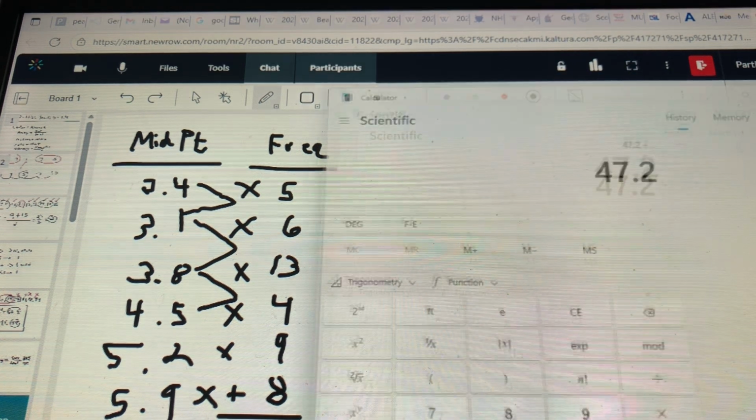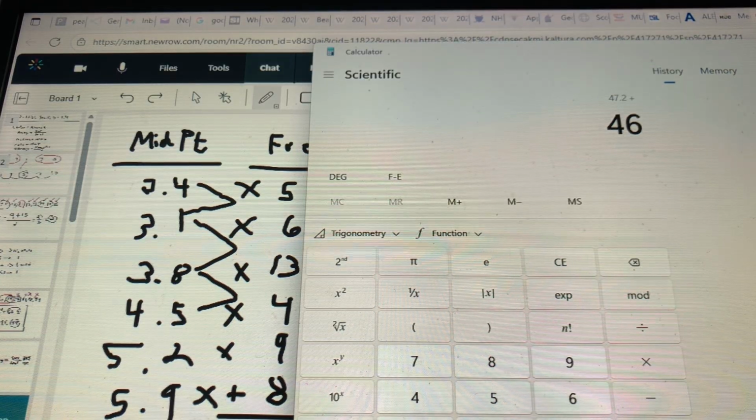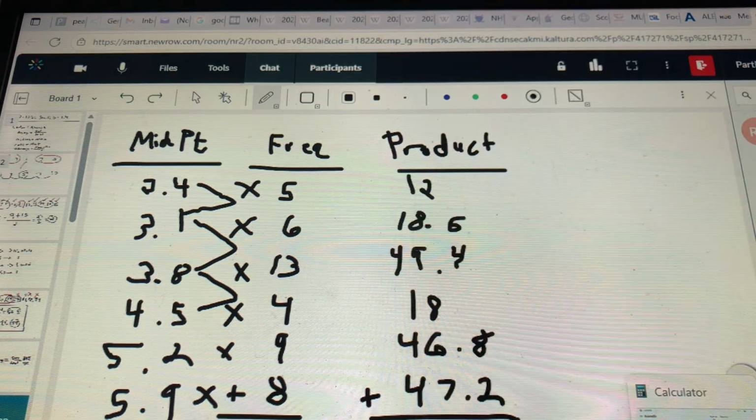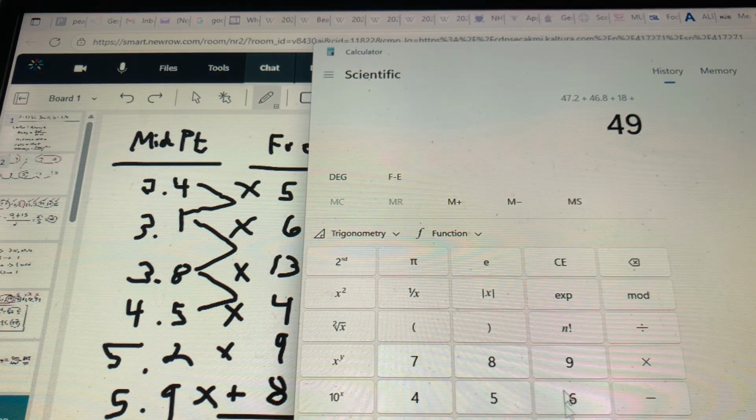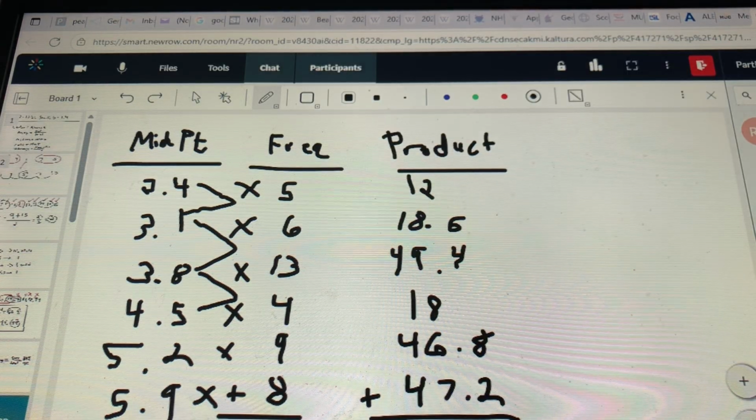47.2 plus 46.8 plus 18 plus 49.4 plus 18.6 plus 12. The sum of the products is exactly 192. So the mean is the 192 divided by the 45.